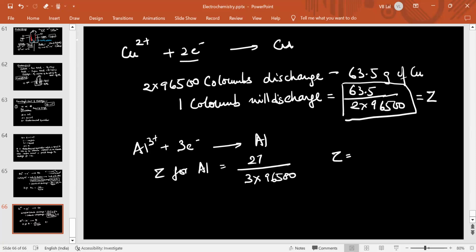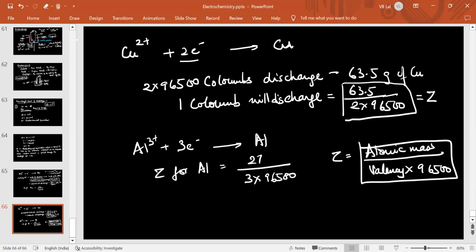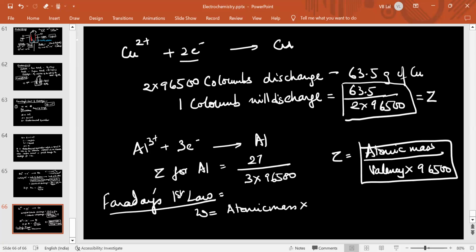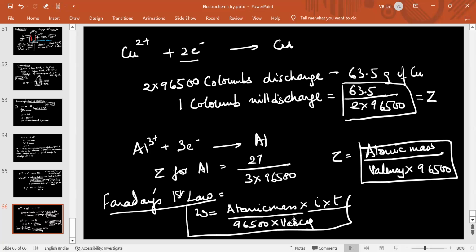So by doing this for different elements, what is the general formula for Z I have found? Z for an element is equal to atomic mass divided by valency into 96500, right? So Faraday's first law I can write like this. W is the mass of substance deposited at an electrode, equal to atomic mass into I into T divided by 96500 into the valency of the metal which is getting deposited. So this is the formula for the first law.